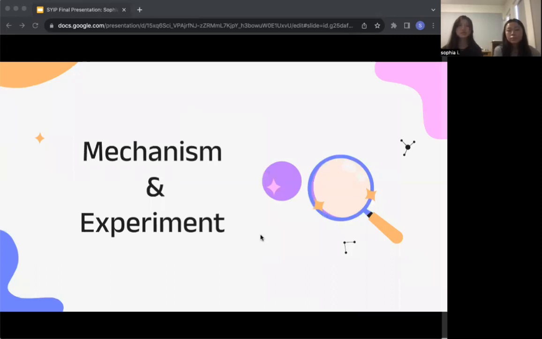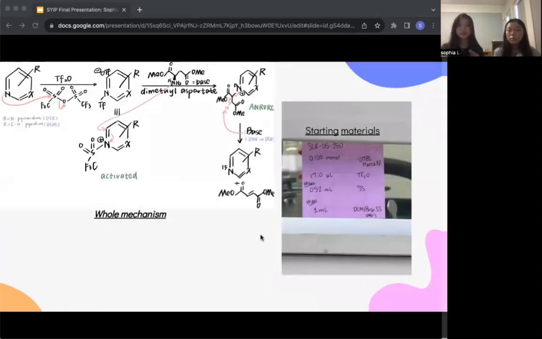So next, I'm going to talk about our daily experiment with some interpretation of the mechanism. What we see now is the whole mechanism of our experiment, which is somehow complicated, but I'm gonna explain it in an easy way with pictures of the experiments, and it's gonna be fun. First, we set up our experiment.